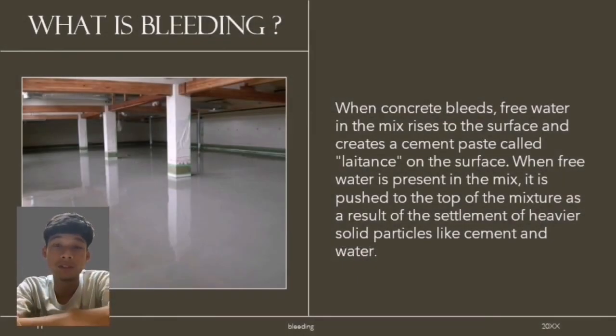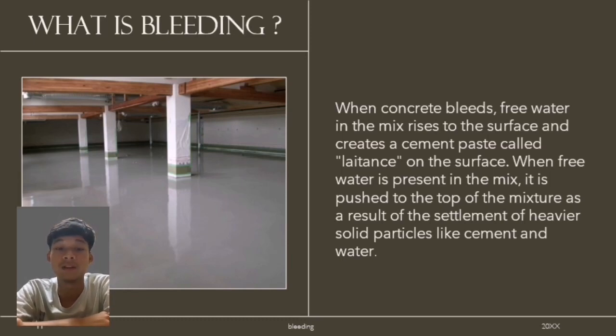When concrete bleeds, free water in the mix rises to the surface and creates a cement paste called laitance on the surface. When free water is present in the mix, it is pushed to the top of the mixture as a result of the settlement of heavier solid particles like cement. This process is known as bleeding in fresh concrete. While some bleeding is common, excessive bleeding can cause issues. The longevity of your structure might be impacted.